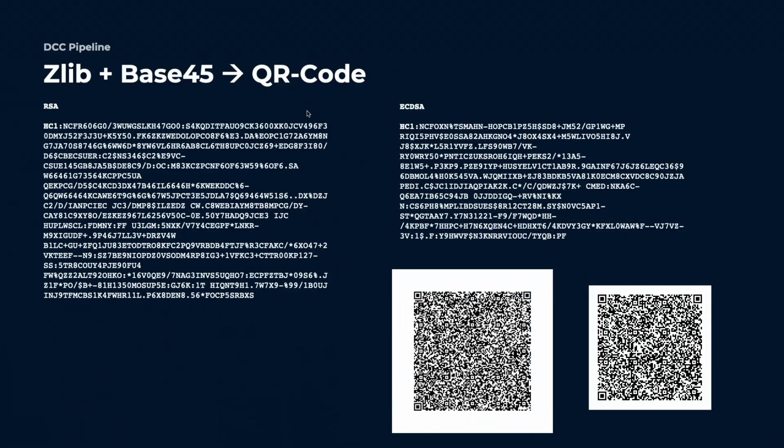Now, after we compress this with zlib and encode it with base 45, this actually helps because the character map of QR codes actually consists of 45 characters. So it does allow us to produce smaller QR codes. And you can see the difference here between an RSA signature, which produces more data than the ECDSA version on the right side. In the QR codes, it's a bit harder to see, but the left side does have more pixels on it than the right one.